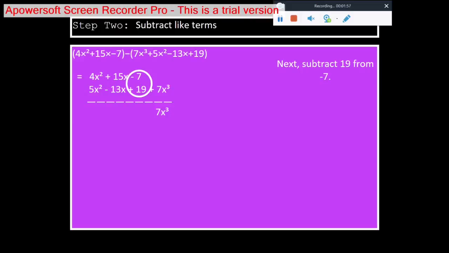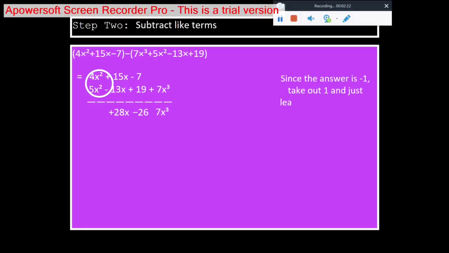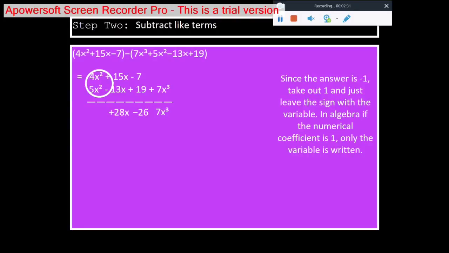Next, we subtract 19 from negative 7. Then, we subtract negative 13 by adding it. In subtracting a negative number, you always have to change the sign to addition. Since the answer is negative 1, take out 1 and just leave the sign with a variable. In algebra, if the numerical coefficient is 1, only the variable is written.